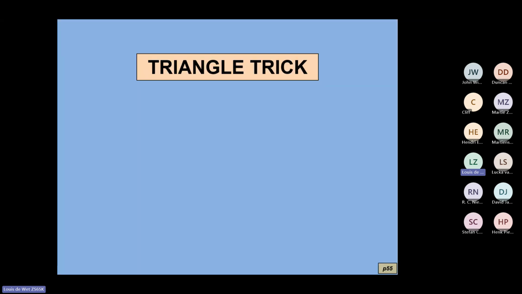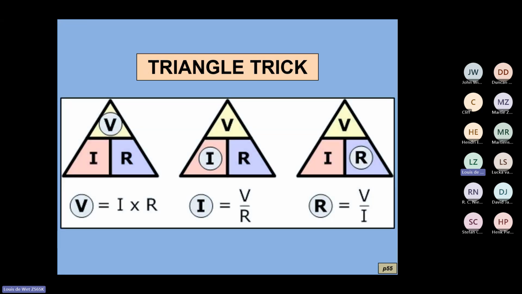You all know the triangle trick. Sorry that I didn't put it in the notes, but you make a triangle and just remember the word VIR, V-I-R, and then you can quickly do your calculations. So you draw a triangle with a T inside, and the top is V and then I and R. So V equals I times R, I equals V over R, and R equals V over I. That's very simple and quick to remember.